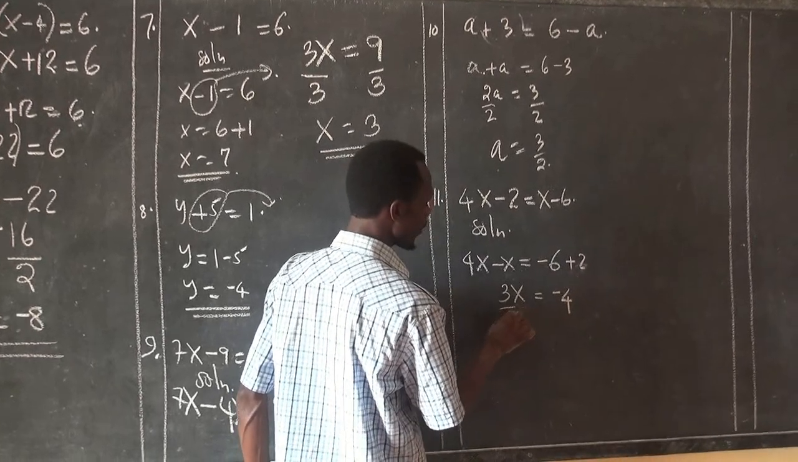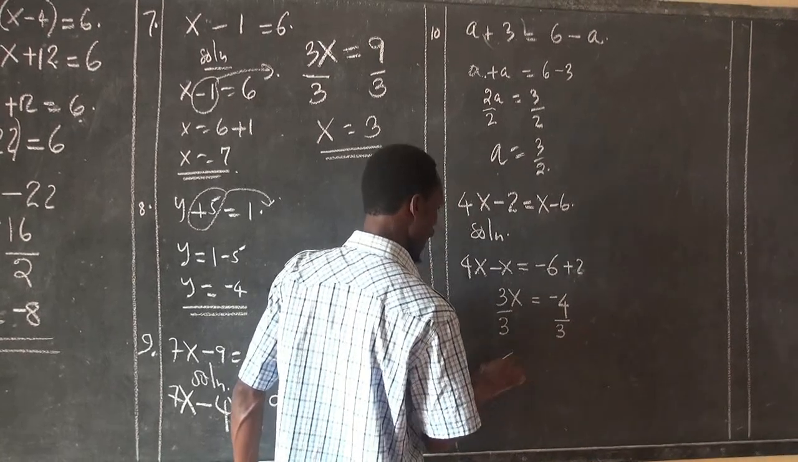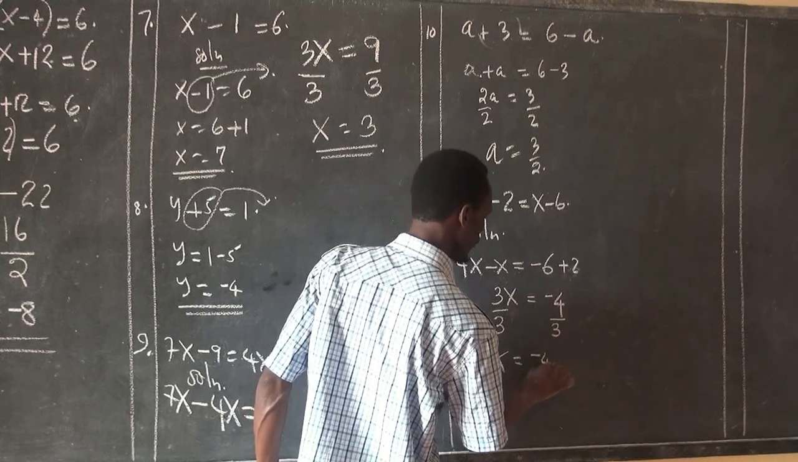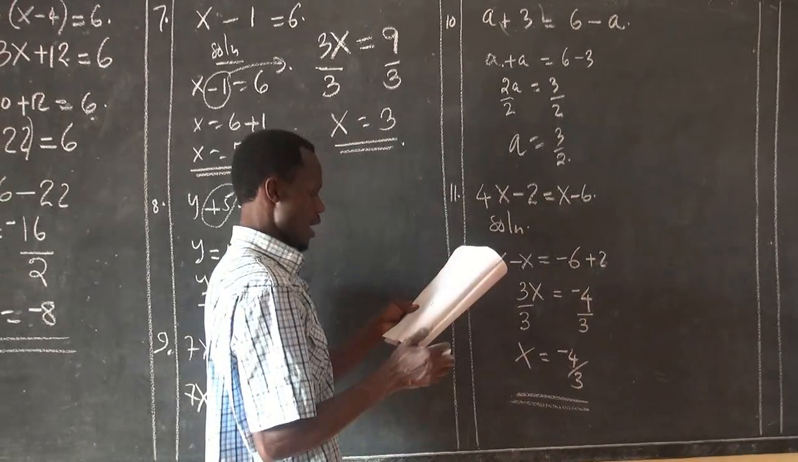Now, we are looking for the value of x. Now, we divide by 3. Then we divide by 3. Now, x is equal to negative 4 over 3. This is the value of x.